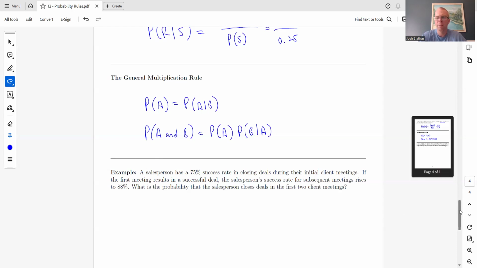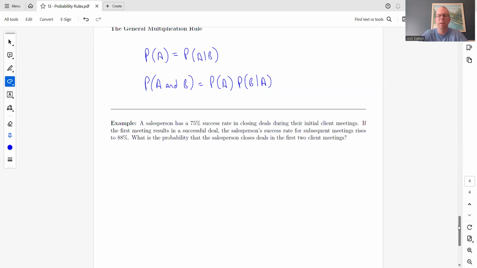So let's look at this example. A salesperson has a 75% success rate in closing deals during their initial client meetings. If the first meeting results in a successful deal, the probability of success goes up to 88%. So if the first one is successful, the probability the next one is successful goes up to 88%. What's the probability the salesperson closes in the first two meetings? Let's write closes first and closes second. These are not independent, because what happens in the first changes the probability of what happens in the second. So this would be the probability the first one is successful times the probability the second one is successful given the first one is successful.